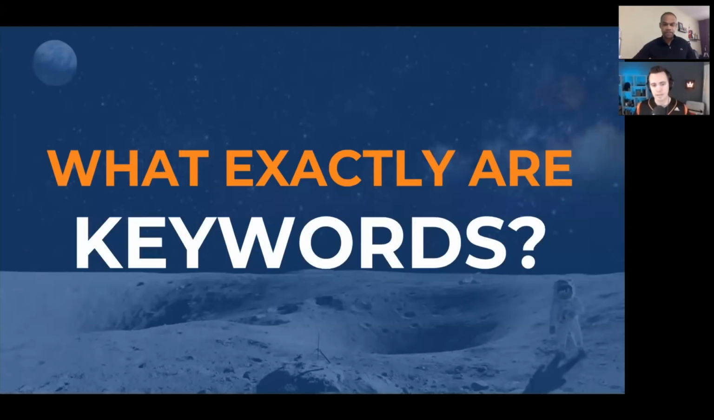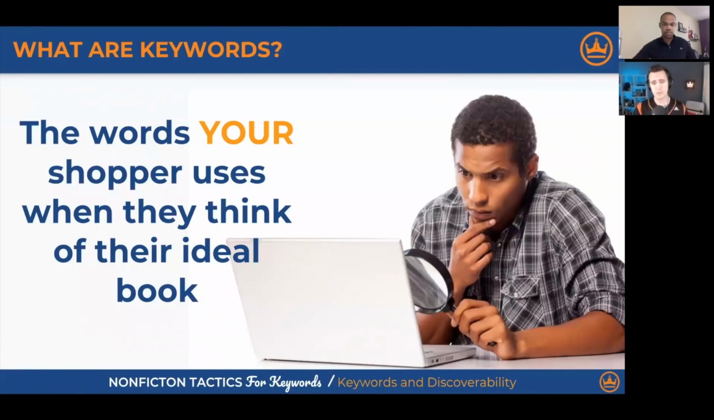All right. So let's talk about this. What exactly are keywords? They're the words your shoppers use when they're looking for their next book. That's like, we sit down, we're ready. What words do we type? And the key thing is words, not word. One big mistake people make with keywords is they get too broad. Like, oh, science fiction. It's a science fiction book. Or health, weight loss.